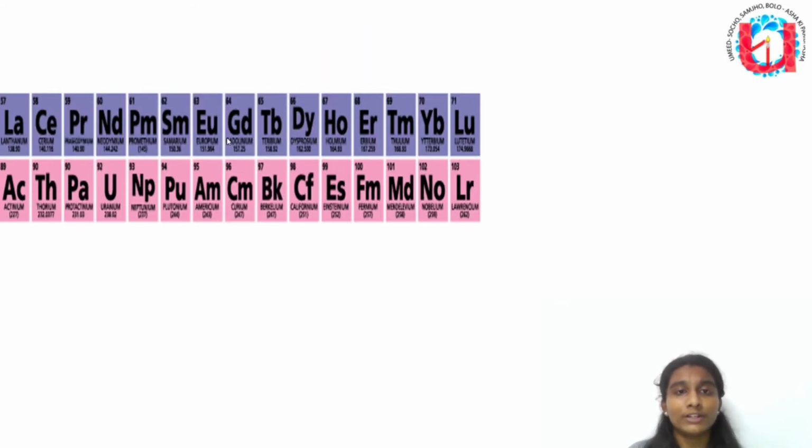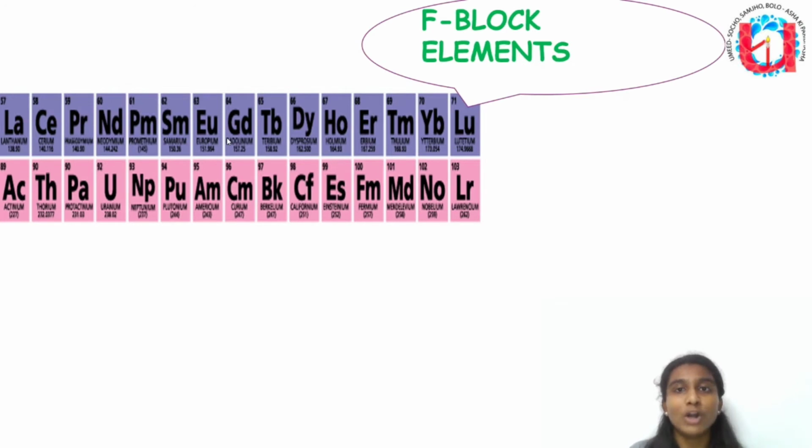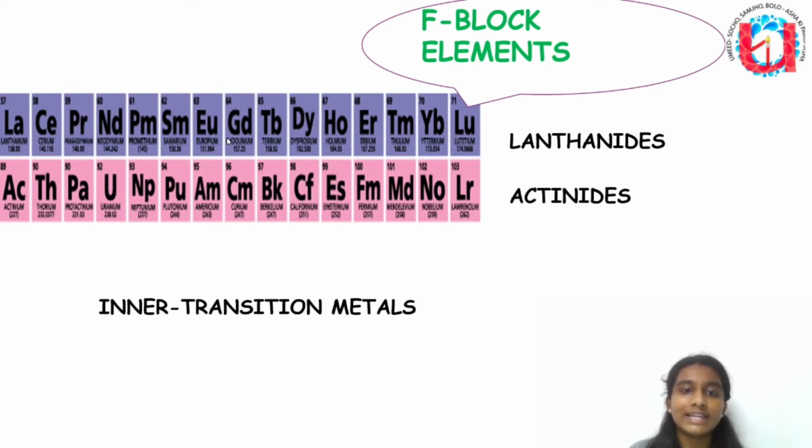This part of the periodic table can be seen at the bottom. It is the lowest part and it is called the F block elements. The first series is said to be lanthanides and the second one is said to be actinides. They are called inner transition metals as they belong to D block elements and they are separated out as a separate block, that is F block elements.